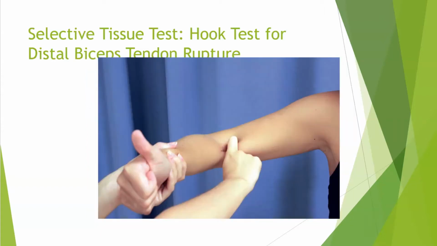Okay, there's a hook test for the distal biceps tendon rupture, and what we're doing is getting your index finger and trying to palpate the distal biceps tendon. If and when you're palpating it, it's causing them pain, or you can't actually find that tendon, most likely there's a rupture.